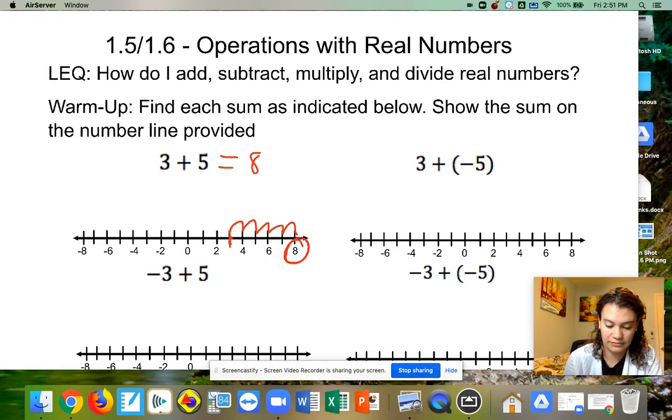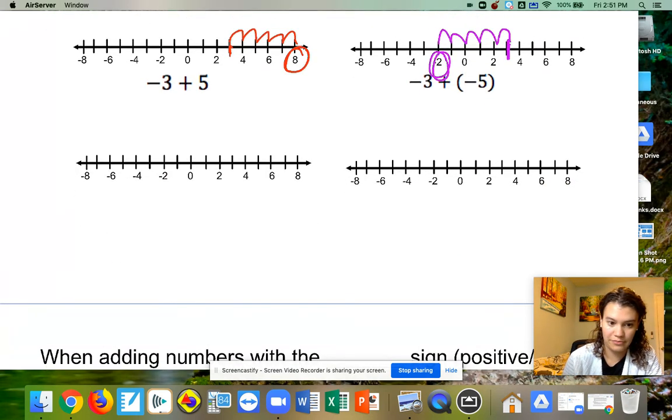For the next one, we're doing 3 plus negative 5. So start again at 3, and then since it's negative, we want to go left. So we're going to go down 1, 2, 3, 4, 5. And your answer is negative 2. Similar idea with these ones.